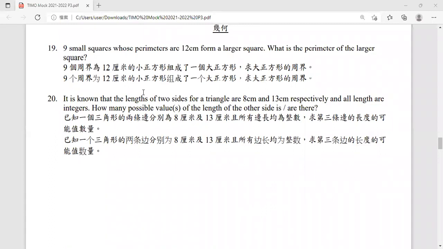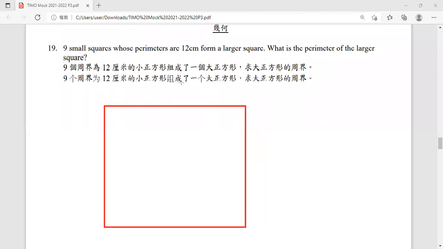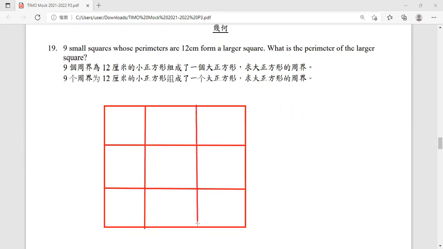Okay, question 19. Now let's start with this one. The perimeter of each small square is 12 cm, and you form the largest square. So what is the largest square? It's something like this one. You form a large square from 9 small squares. So many ways of doing it.